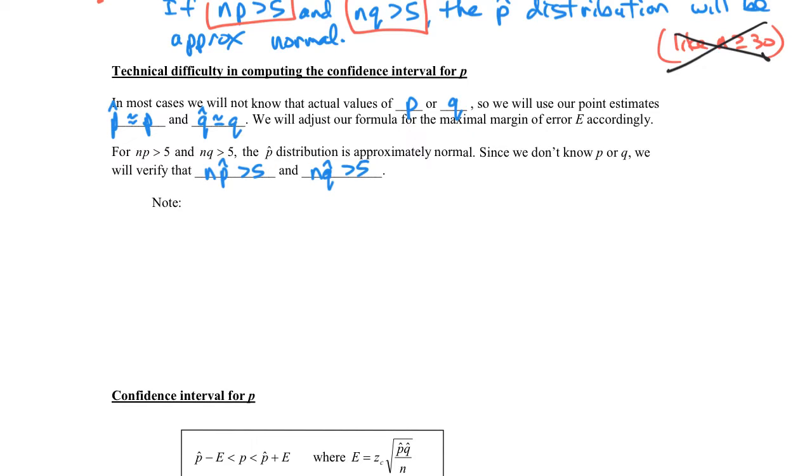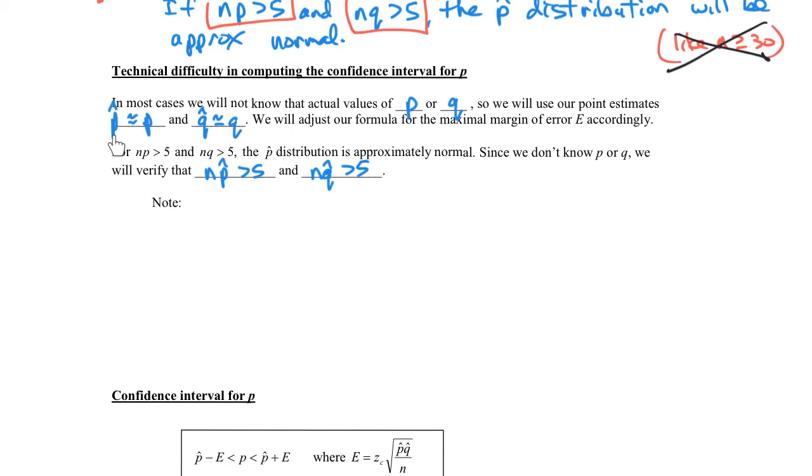And here's the argument that we're going to use. For the samples that we look at, NP hat is going to be a lot bigger than 5, and NQ hat is going to be a lot bigger than 5. And our argument will be this. Since NP hat and NQ hat are a lot bigger than 5, then most likely NP and NQ would both be greater than 5. So for the examples we see, when we plug in N times P hat, we're not going to get 6 or 7. If we did, we wouldn't use these techniques. We're going to get something like 100 or 200. We're going to get huge numbers. So if NP hat is 100, then NP most likely is greater than 5.